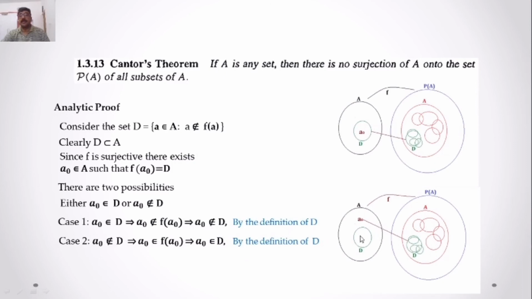Now assume the other case. Suppose a naught is not in D. If a naught is not in D, that means a naught is in f(a naught). That is, a naught is in D. Again you are getting a contradiction. If a naught is not in D, a naught is in D. So it is not possible to define a surjection f from A onto P(A). That's the proof.